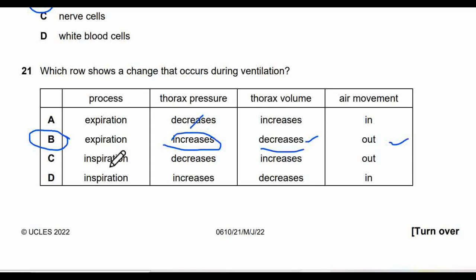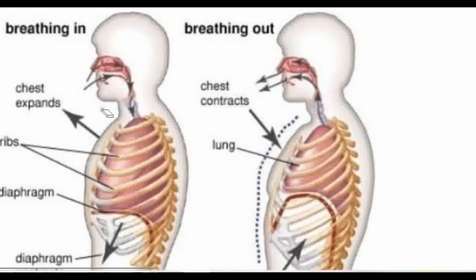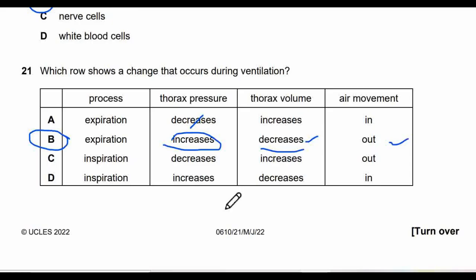Well, for inspiration, which is breathing in, the chest expands, and the pressure will be decreased if the chest expands. Pressure decreased is correct. Thorax volume increase is correct, but the air movement is in, not out, so there will be a mistake here.